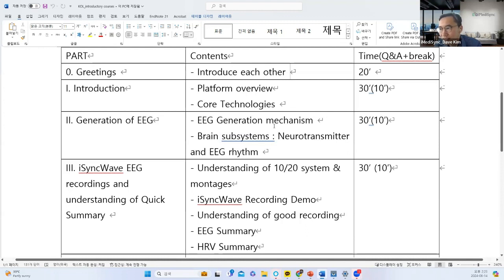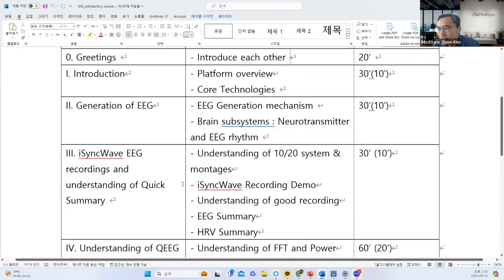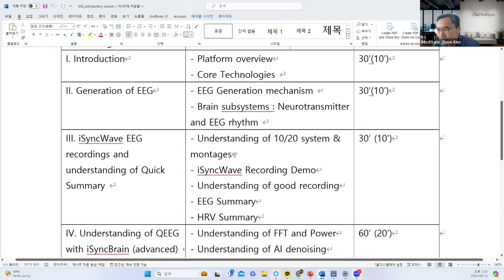And this EEG rhythm is associated with the neurotransmitter, and we can understand brain subsystem using the neurotransmitter and EEG rhythm. And after that, I will take another 30 minutes, and then I can give you the iSyncWave EEG recording and understanding of the quick summary.